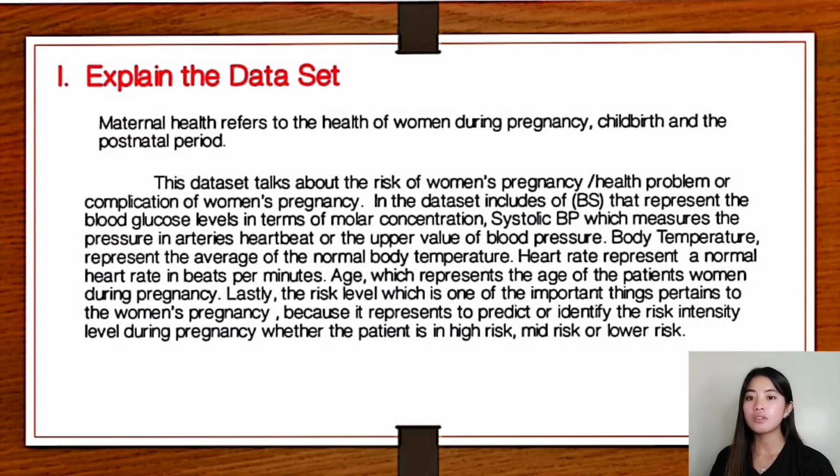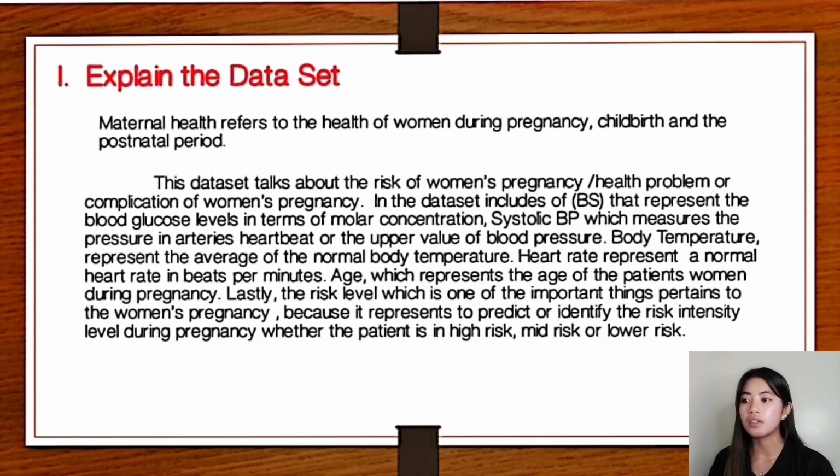The dataset includes BS, which represents the blood glucose level in terms of molar concentration; systolic BP, which measures the pressure of arteries, the upper value of blood pressure; body temperature, which represents the average of the normal body temperature; heart rate, which is a normal heart rate in beats per minute; and age, which represents the age of the woman during pregnancy.